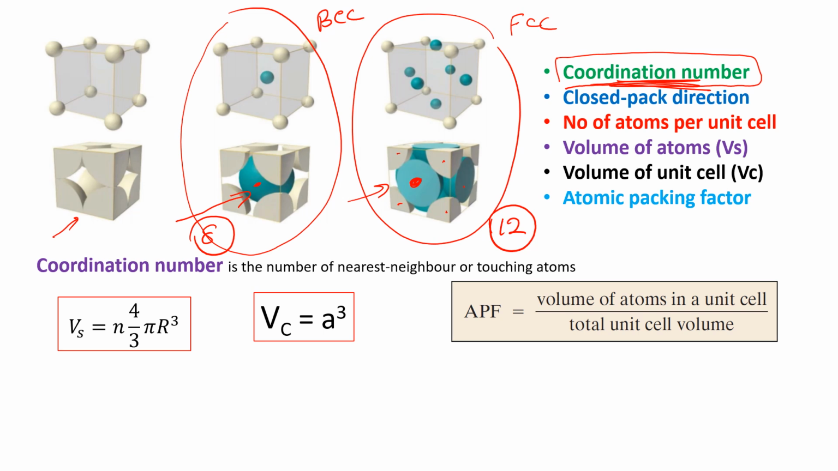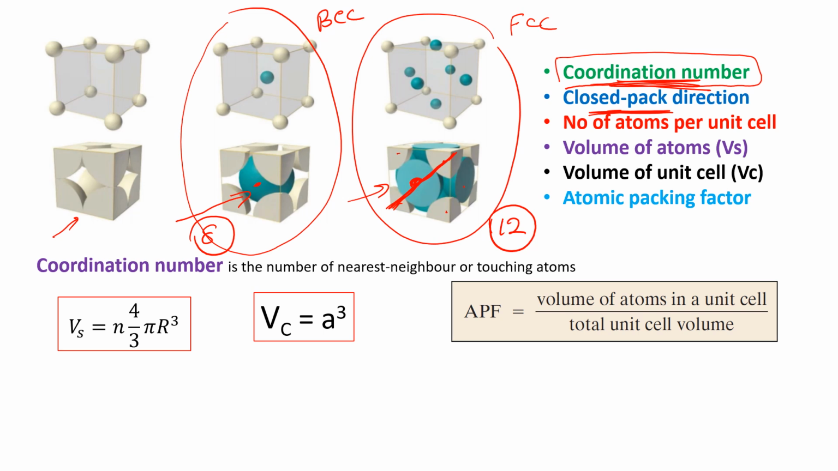So likewise, we discussed those things in the lecture. Close pack direction means what? The radii touching. Yes, along which direction the atoms are touching. For example, here in the face-centered cube, the atoms touch along the diagonal. Am I right? Is that right? So the diagonal length is 4 times the radius. Do you agree with that?